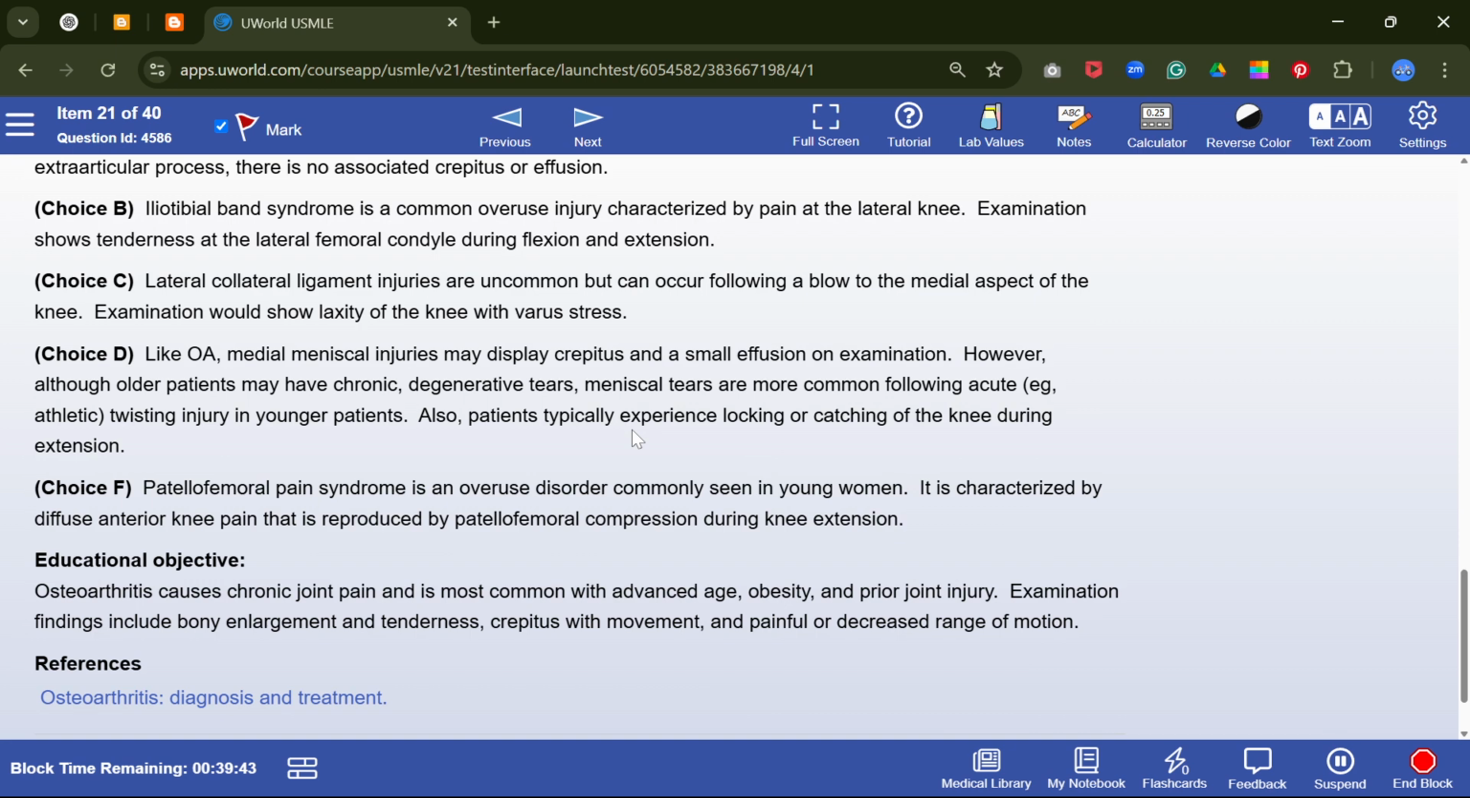Like osteoarthritis, medial meniscus injury may display crepitus and a small effusion on examination. However, although older patients may have chronic degenerative tears, meniscal tears are more common following acute athletic twisting injury in younger patients. Also, patients typically experience locking or catching of the knee during extension.